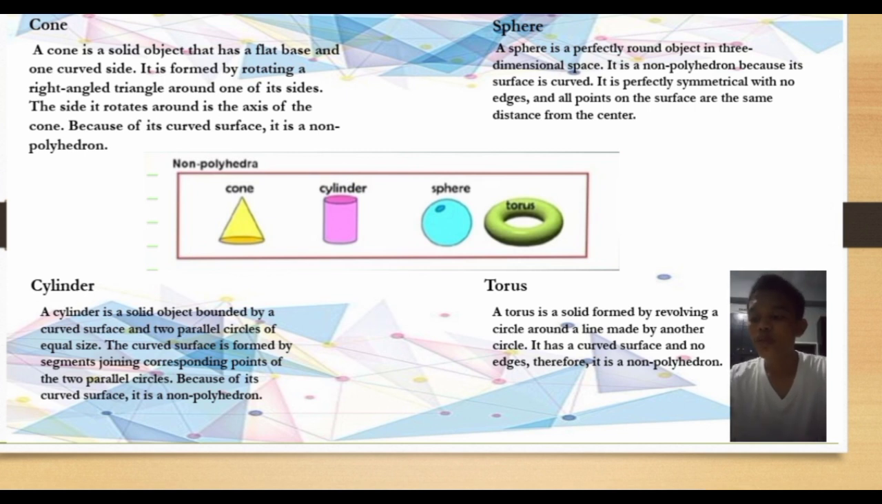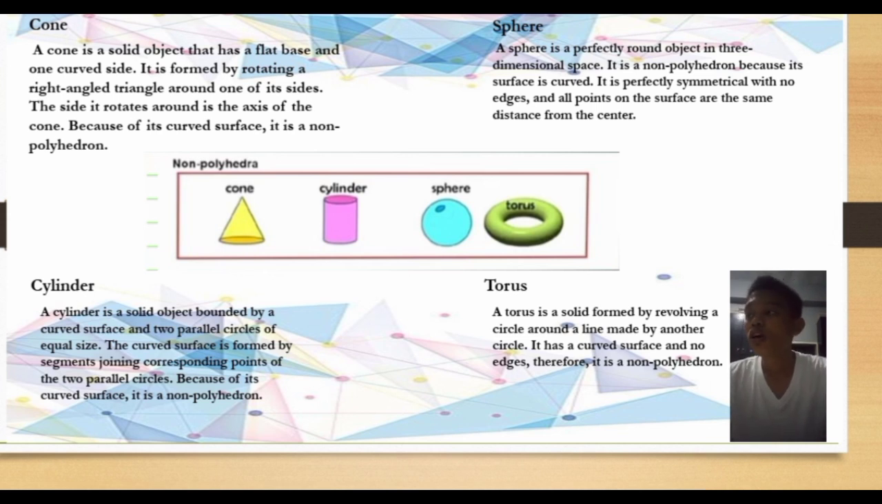Sphere. A sphere is a perfectly round object in three-dimensional space. It is a non-polyhedron because its surface is curved. It is perfectly symmetrical with no edges, and all points on the surface are the same distance from the center.